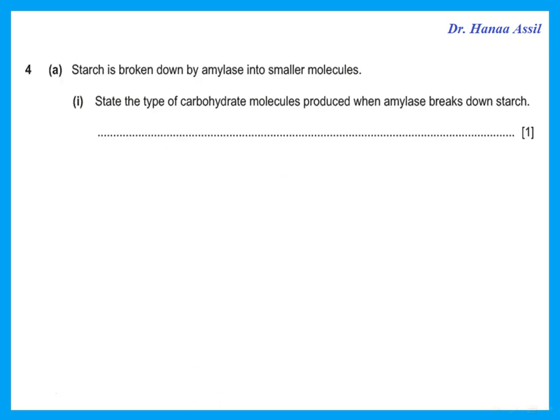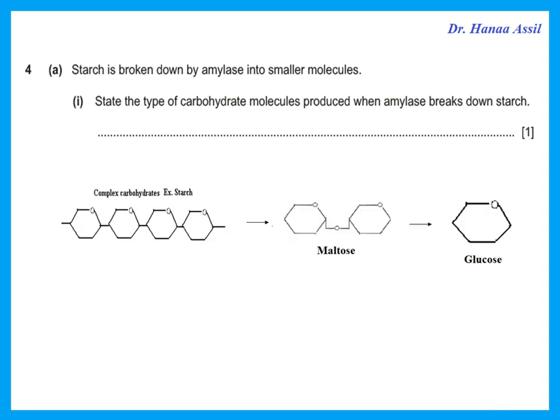Starch is broken down by amylase into smaller molecules. State the type of carbohydrate molecules produced when amylase breaks down starch. Remember, starch is what we call a complex carbohydrate. Now, amylase is an enzyme that breaks down the starch into maltose. Maltose is 2 units of glucose, so we're basically breaking down the long chain of glucose units into shorter chains. Now, these shorter chains are referred to as simple sugars.